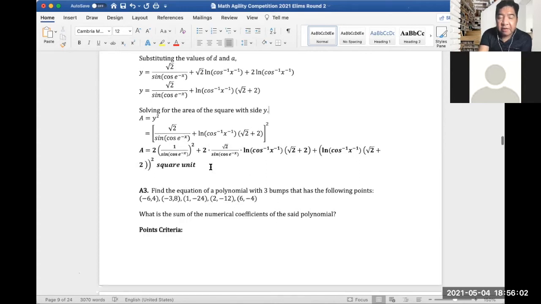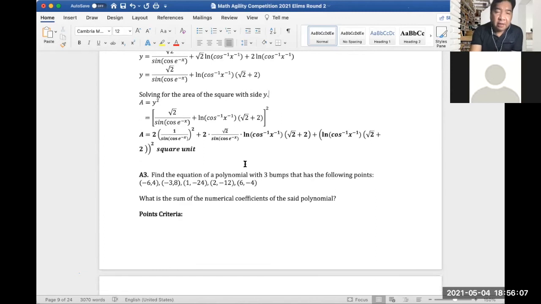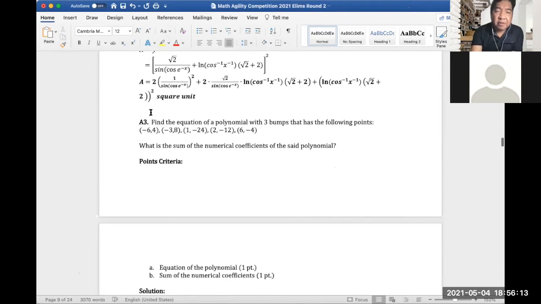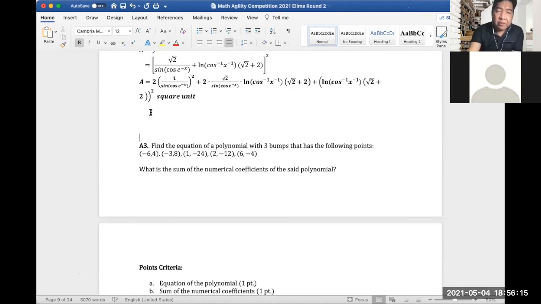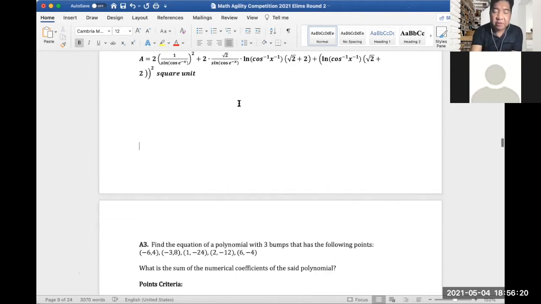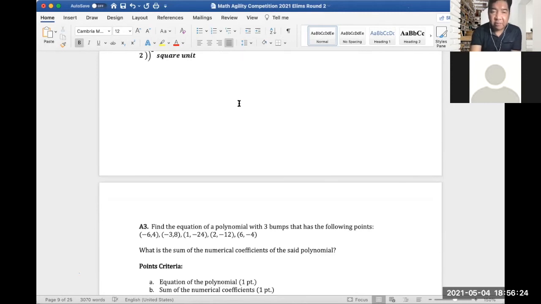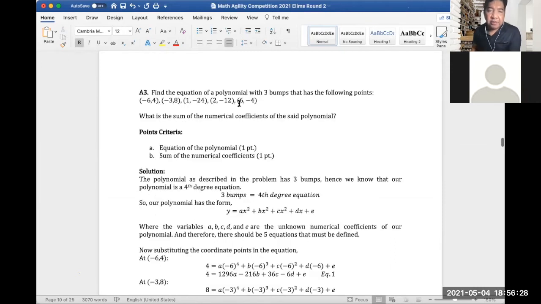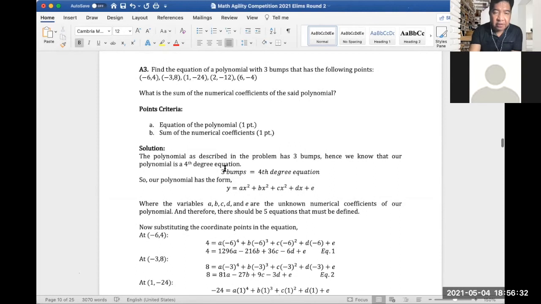So that's the area. If you got this question, you will get full, the total score is 2 points, yeah, for average problem. So let's go to question number 3. So if you have any questions on average question number 2, please write it down at the comment section below, okay? Okay, so we're halfway. So we're now in average question number 3.